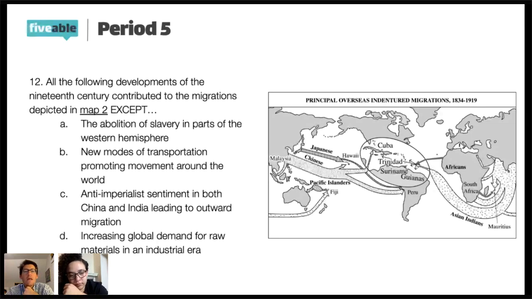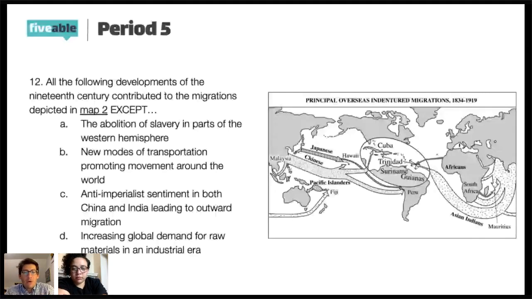So I'll walk through the thought process on this one. All the following developments of the 19th century, so in the 1800s, contributed to these migrations. The migrations being shown here are overseas indentured servants from 1834 to 1919. And for the most part, we see some coming from Japan, a great deal coming from China and India, in this late 1800s, early 1900s. So what could contribute to that?